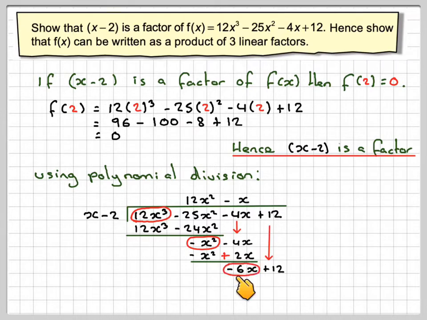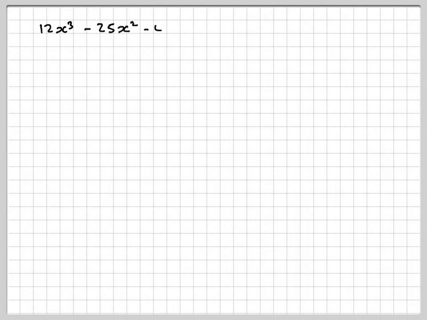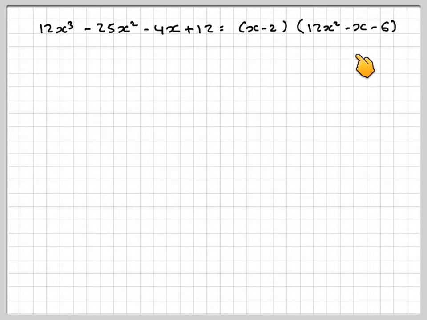And the next thing we're going to divide is minus 6x by x, which gives me minus 6. Minus 6 times x gives me minus 6x. Minus 6 times minus 2 gives me plus 12. When we do the final subtraction, we should get nothing. We know that because we knew that x minus 2 was a factor. So, hence, my cubic is going to be x minus 2 times this. So 12x cubed minus 25x squared minus 4x plus 12 is x minus 2 times 12x squared minus x minus 6. So, the next step is to factorize the quadratic.